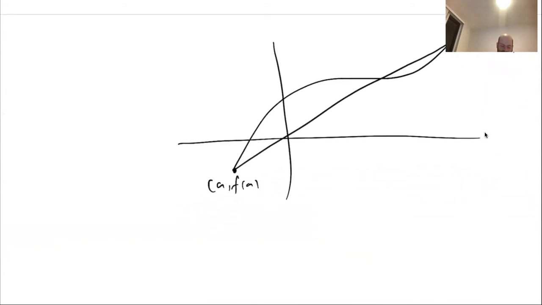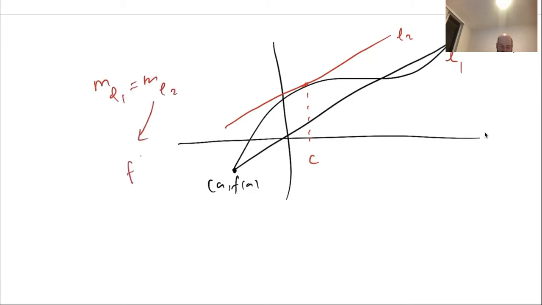So here, in this picture, c could be somewhere like here, and these two lines are parallel. Therefore, if I call them L1 and L2, mL1 equals mL2. Now, mL2 here is f prime of c, and mL1, the slope of L1, is f of b minus f of a over b minus a.